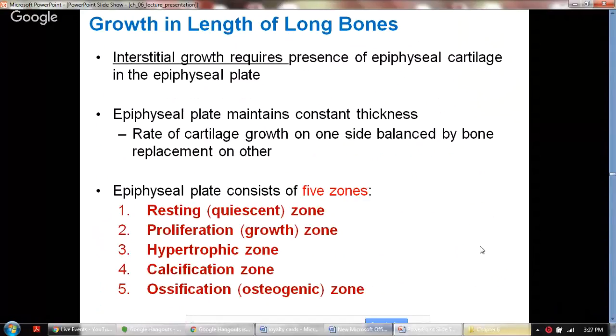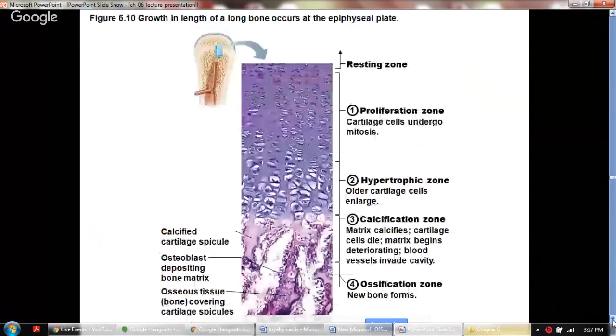So we have to look at the epiphyseal plate for a second. The epiphyseal plate consists of five zones: the resting zone, the proliferation zone, the hypertrophic zone, the calcification zone, and the ossification zone. So as you can see, the resting zone is much closer to the epiphyseal side, and as it moves down, this is where the diaphysis area is, so the ossification zone is much closer to the diaphysis. The resting zone is much closer to the epiphysis area.